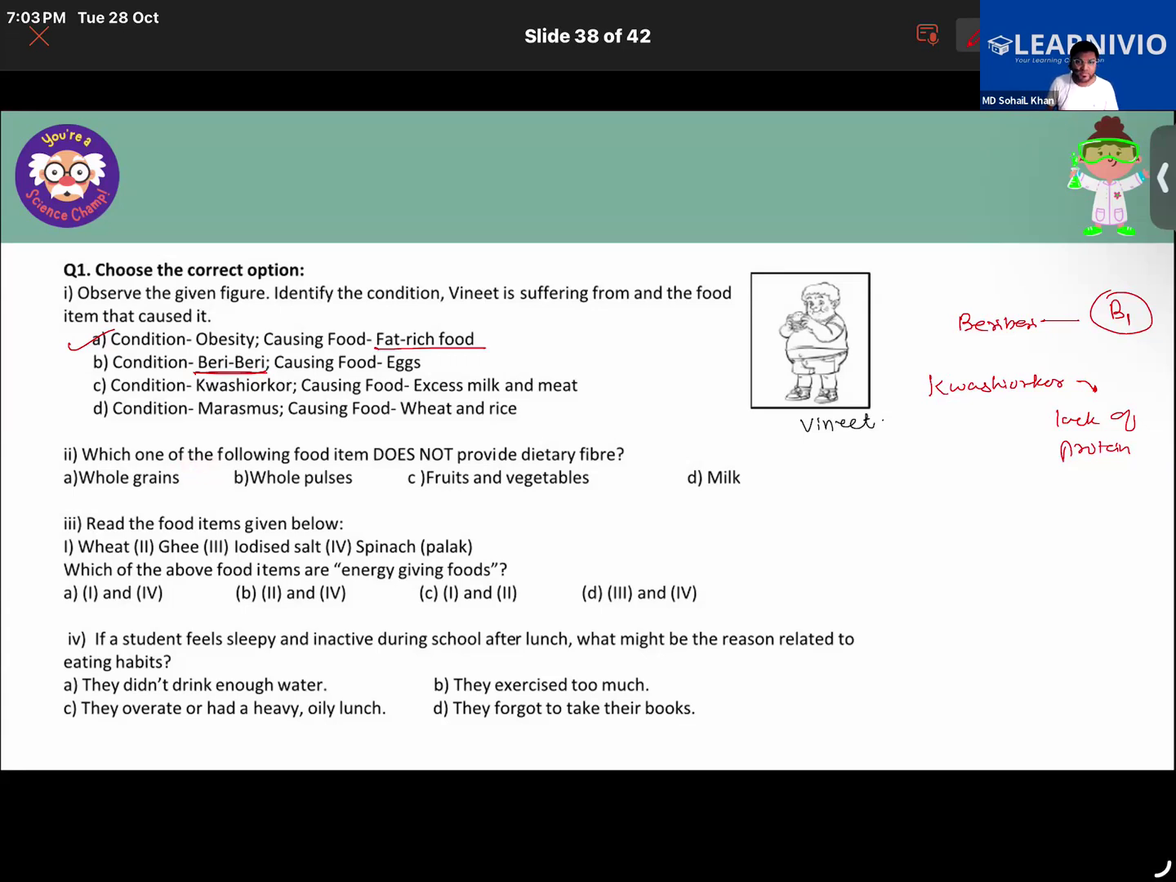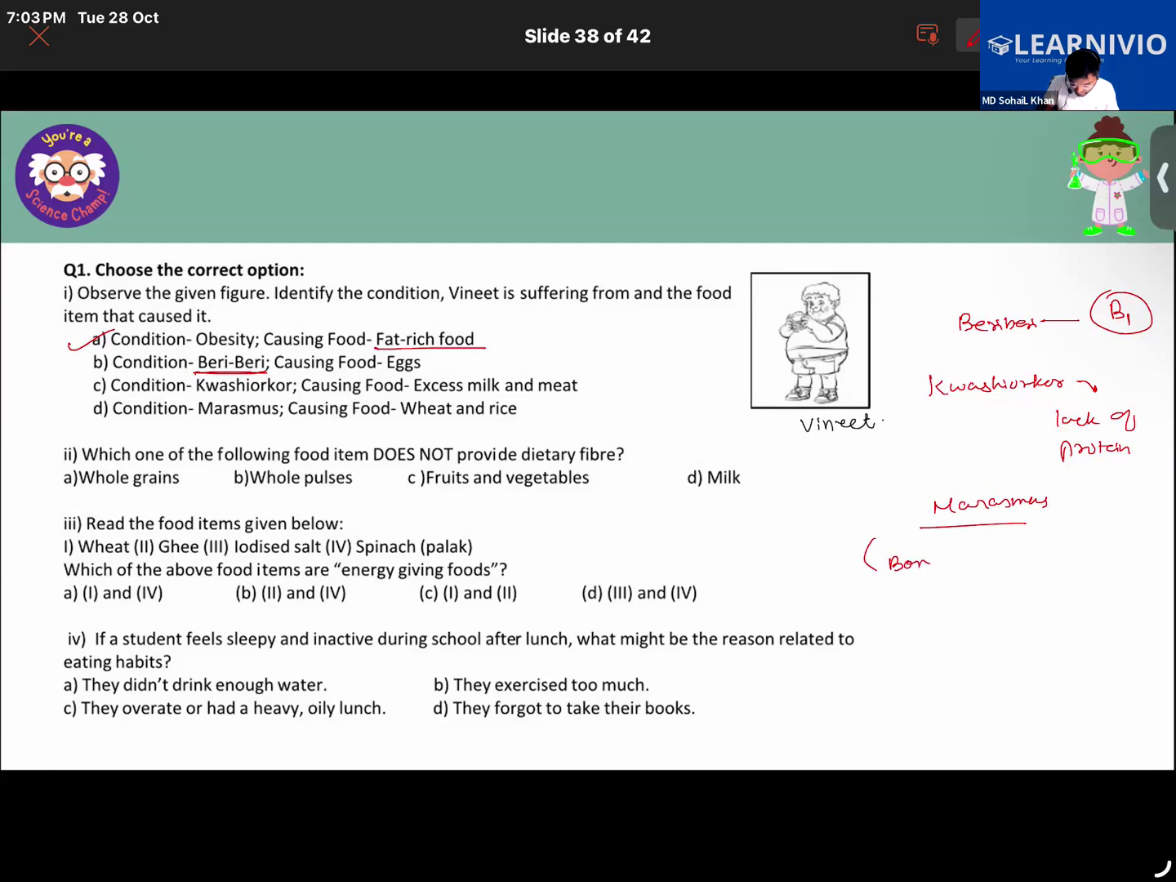And there's one more, that is marasmus also. But in marasmus also, what will happen? The ribs will start to become visible. The bones can be viewed above the skin, the shape of the rib cage will be visible. The limbs will become very thin in marasmus.